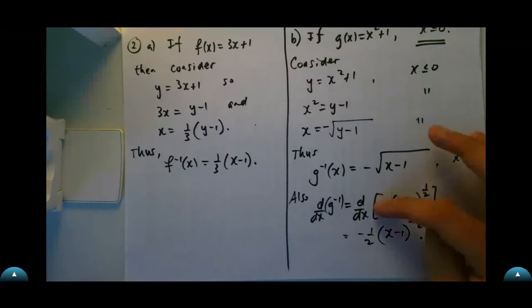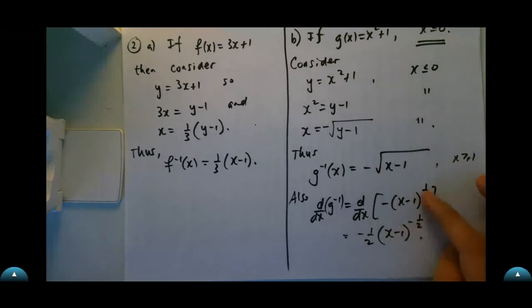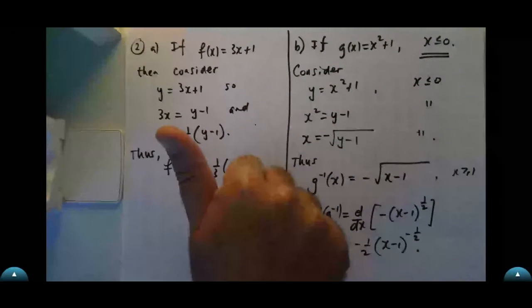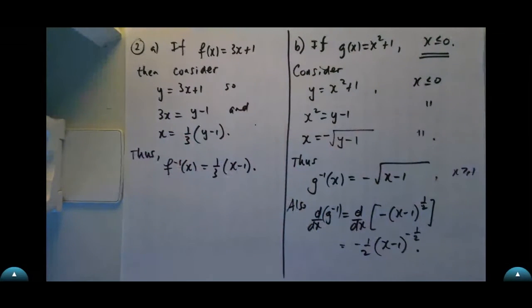Okay, so the half comes to the front. The derivative of what's in the brackets comes to the front. It's 1. You decrease the power by 1. Big thumbs up. All right, cool.